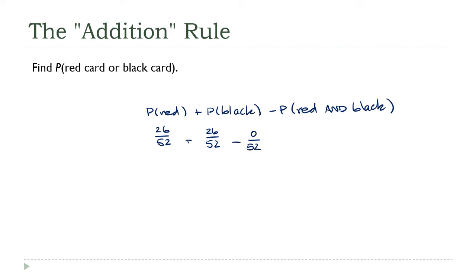And our formula still works, right? Our formula still works even when there is no overlap, when the events are disjoint. So what do we get now? This is 52 over 52, or 1, which is also hopefully what you expected, right? The red cards and the black cards, those are all of them. So it makes sense that the probability should end up being 1 or 100%.